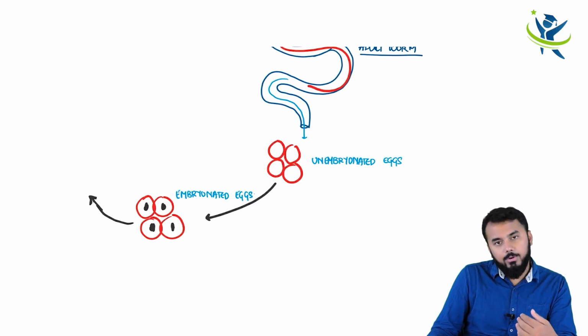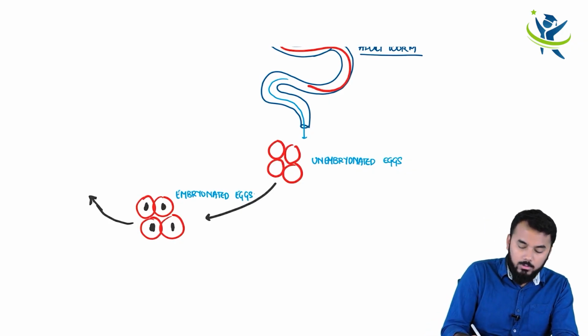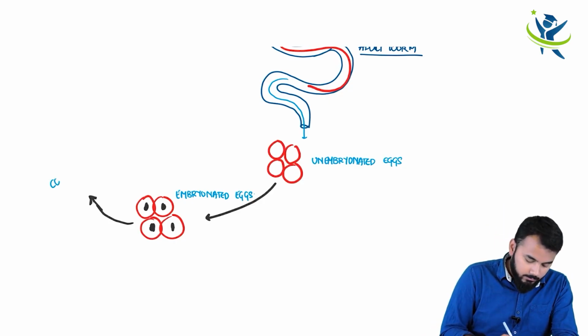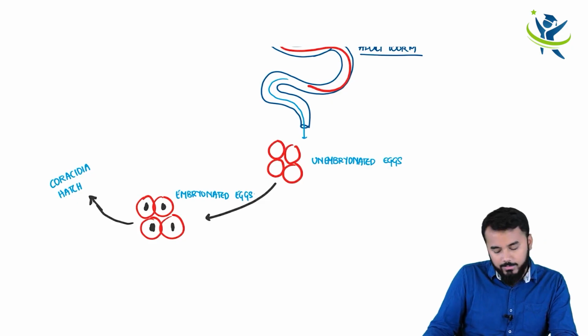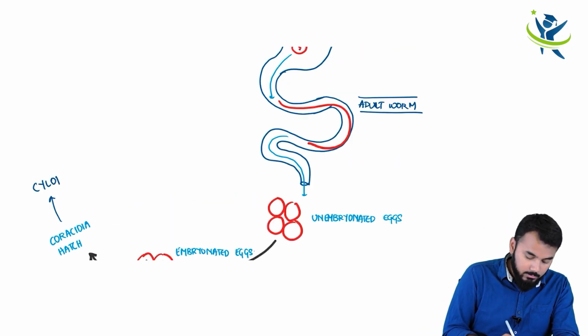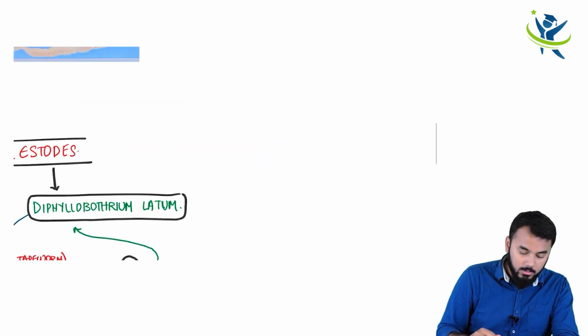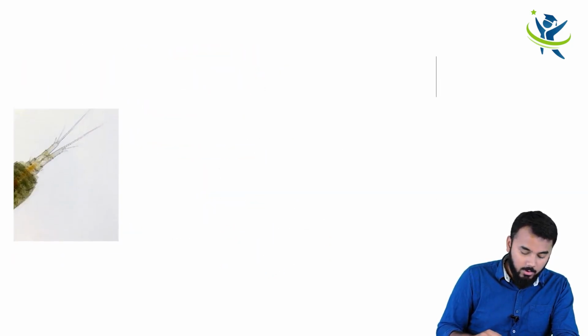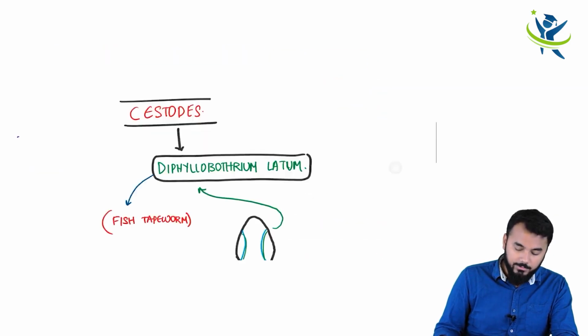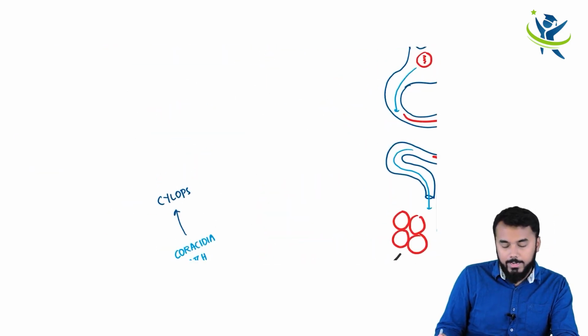Now once unembryonated eggs have turned into embryonated eggs, what will hatch out of these embryonated eggs is Coracidia. These Coracidia will enter into cyclops, right? So how does a cyclops look? This is the basic picture of a cyclops, which is seen in fresh water. So these Coracidia are going to enter into the cyclops.